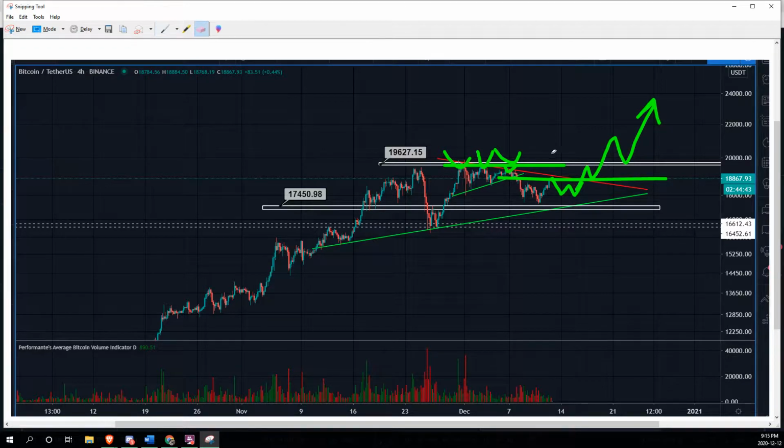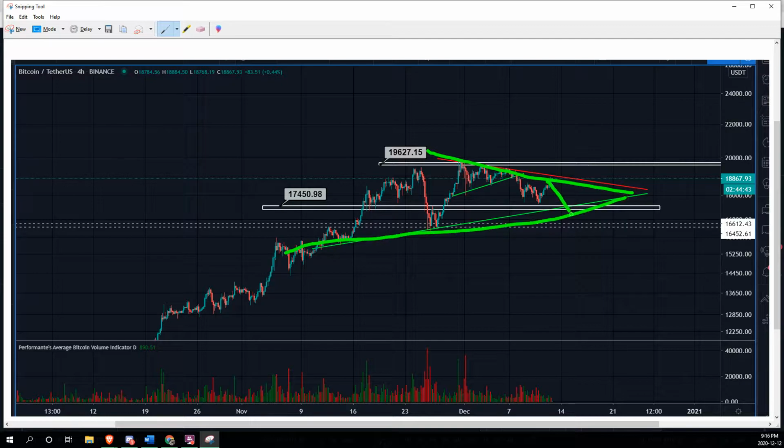You could have a tiered system of entries, 100% up to you, but in terms of the overall structure, we're going to be looking at this symmetrical triangle, break to the upside. We could see a pullback like that. Overall, we're not looking bearish. We're only looking for bullish longs in this market.